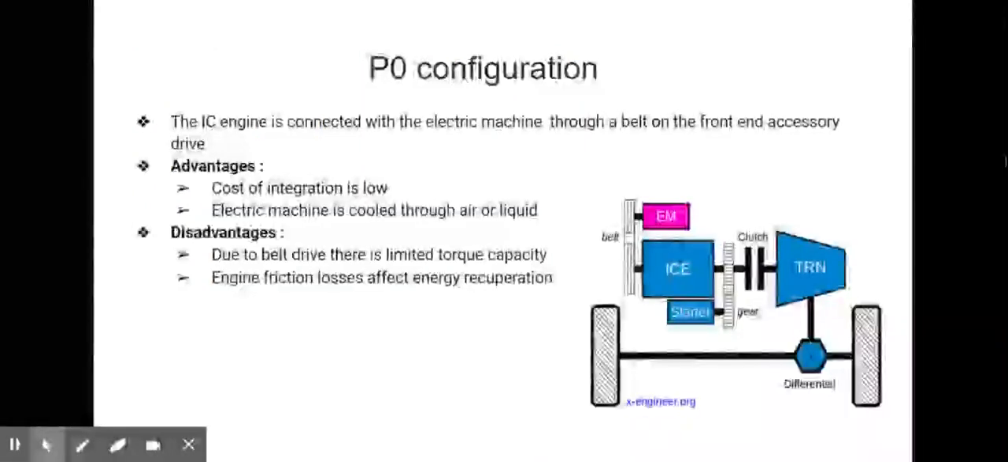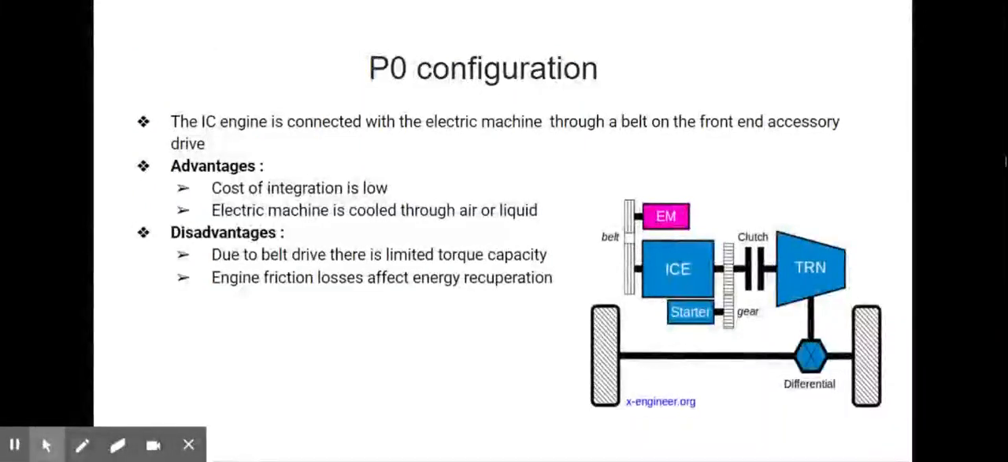So first is the P0 configuration. In the diagram we can see that the electrical motor is connected with the IC engine through a belt on the front end accessory drive. Its main advantages are that the cost of integration is low, and second, the electrical machine is cooled through air or liquid, so wear is less.